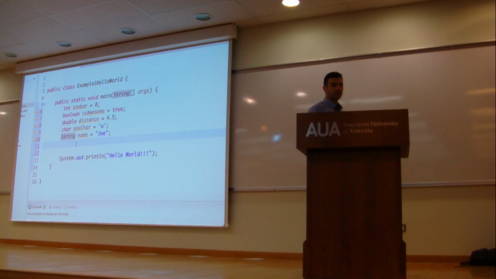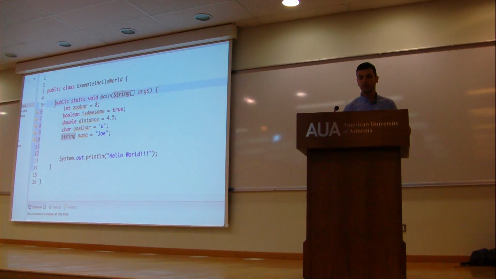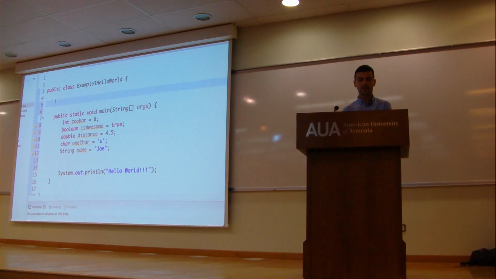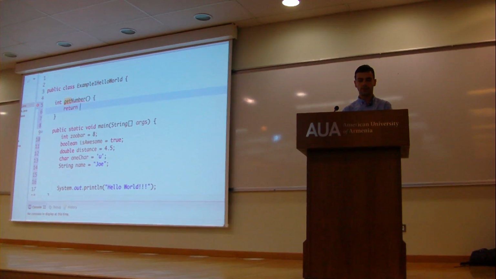Let's add to this class. So we added a static method to it, right? Let's add a non-static method to it. Let's add something like, int get number, and have it return an int. Int means it's going to return an integer, and here I'm returning 32.